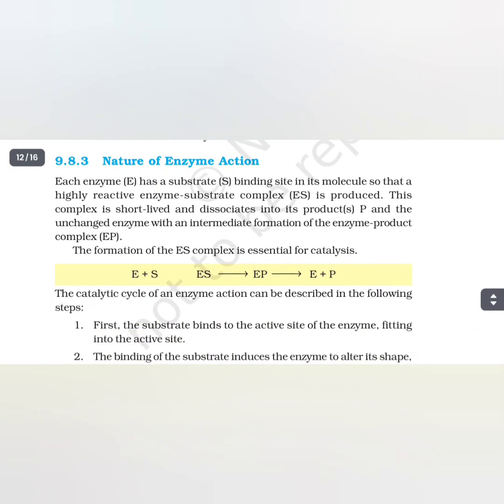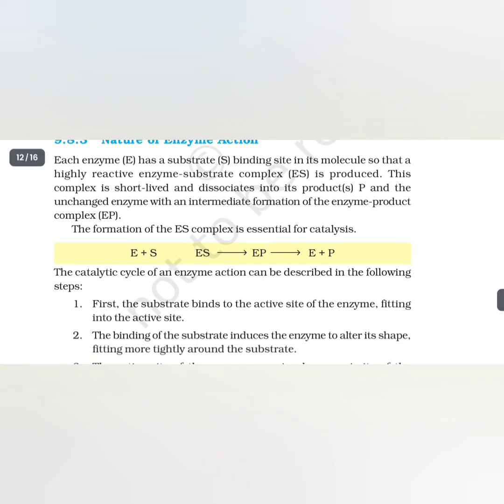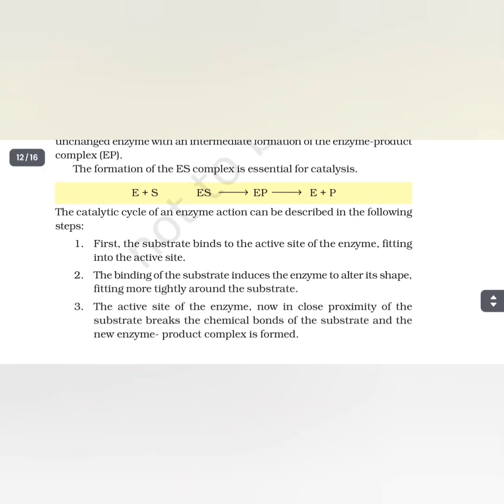Nature of enzyme action. Each enzyme has a substrate binding site in its molecule so that a highly reactive enzyme-substrate complex is produced. This complex is short-lived and dissociates into its product and the unchanged enzyme, with an immediate intermediate formation of the enzyme-product complex. The formation of the ES complex is essential for catalysis.